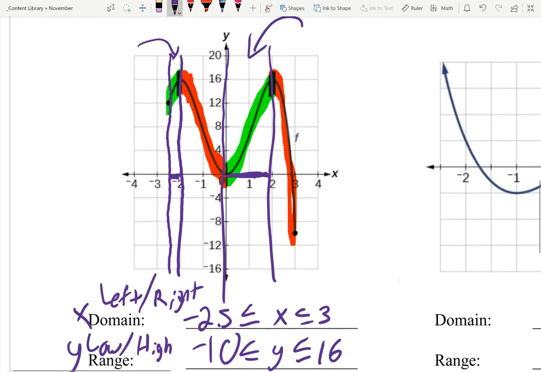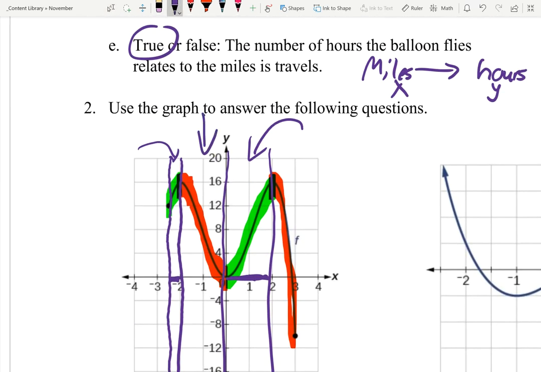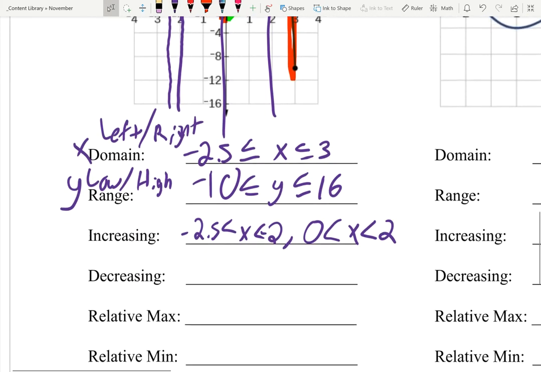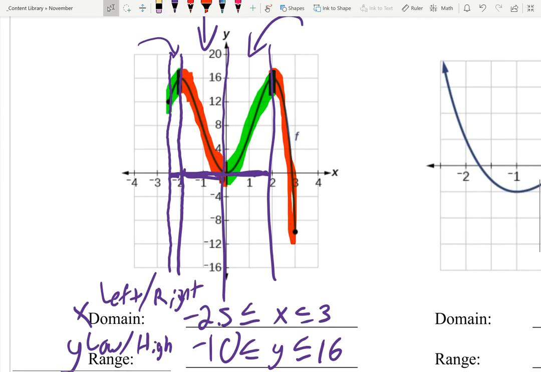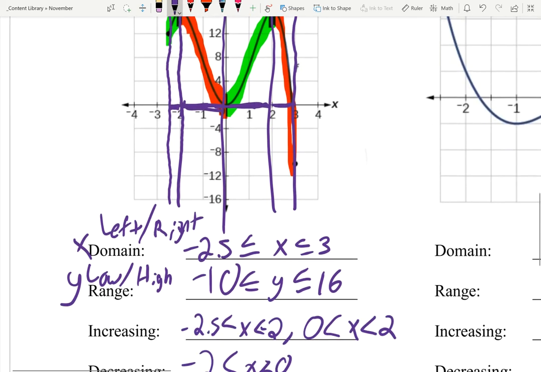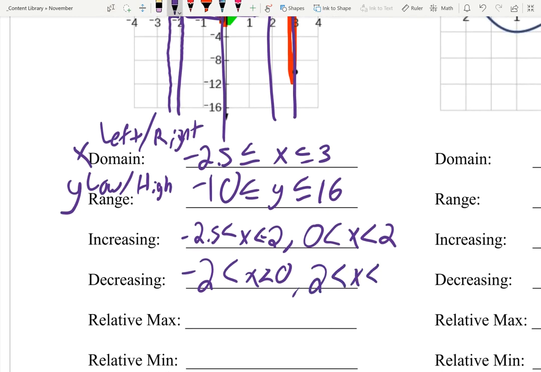So decreasing, same idea, but in the other places. It's decreasing in this interval, which is from negative 2 to 0. Negative 2 to 0 is where it's decreasing there. And then it's also decreasing on this last interval, which ends, by the way, at 3, because remember, the domain stops at 3. Its last interval here, from 2 to 3, it's also decreasing.